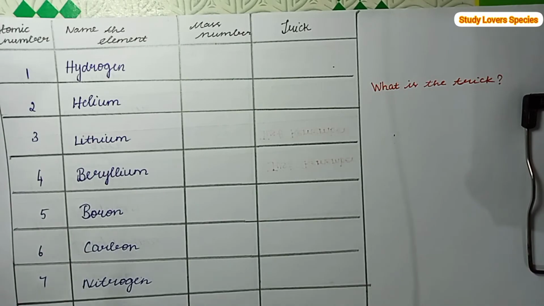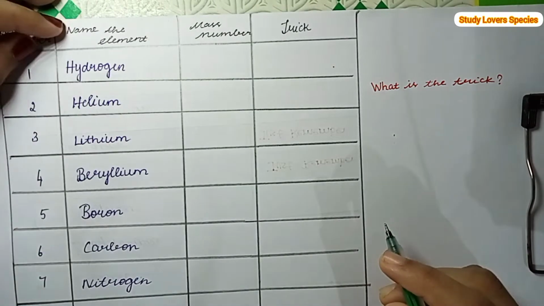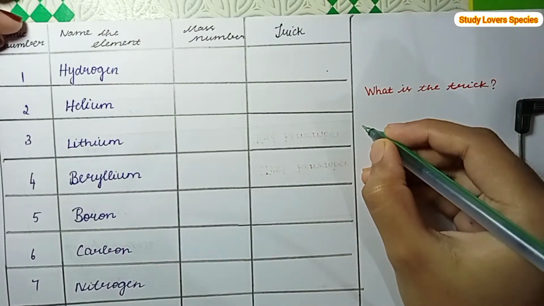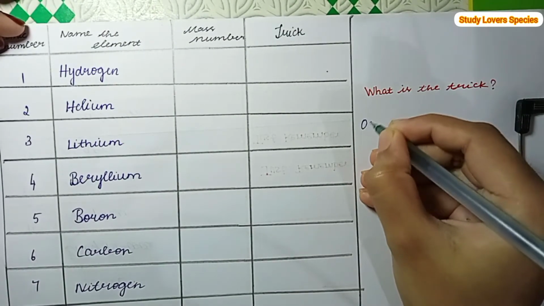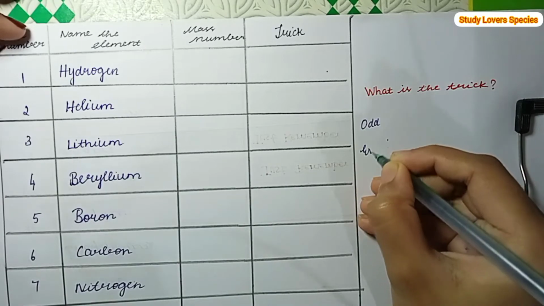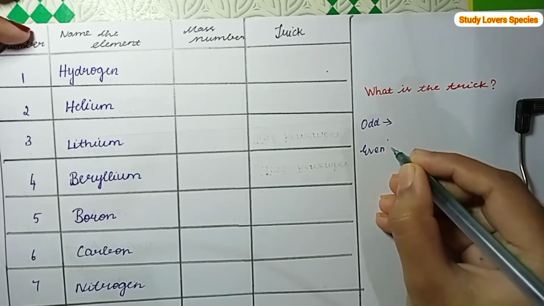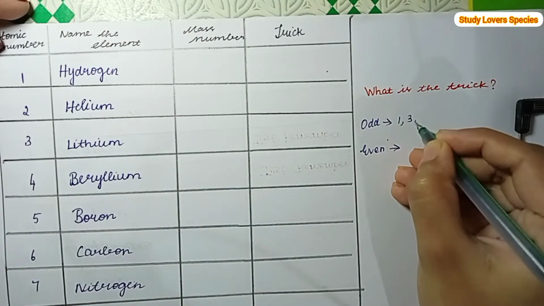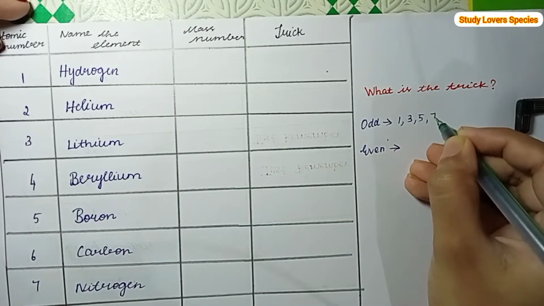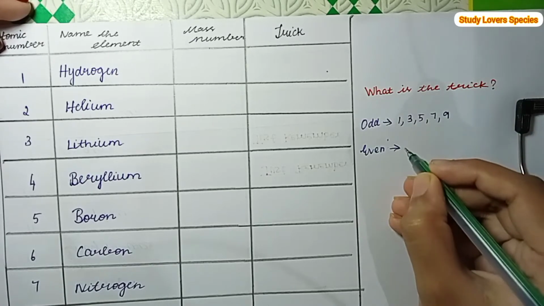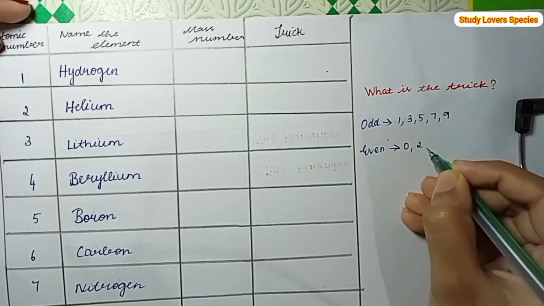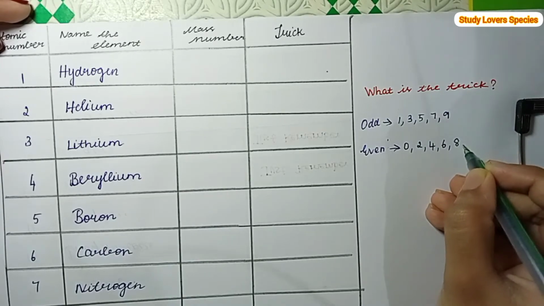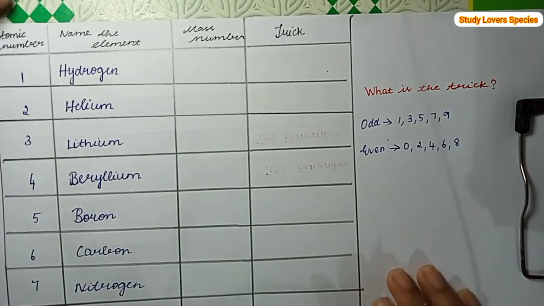So now, what is our trick? Before going inside our trick, you should know what the odd numbers and the even numbers are. I think all of you must know. The odd numbers are 1, 3, 5, 7, 9. The even numbers are 0, 2, 4, 6, 8. Right? These are the even numbers.